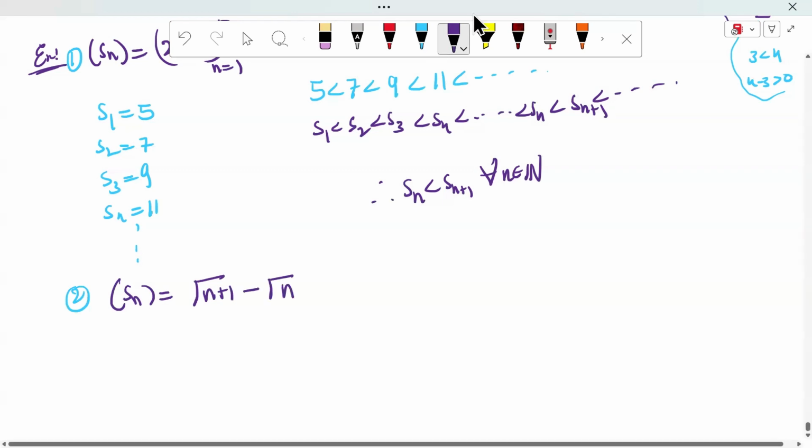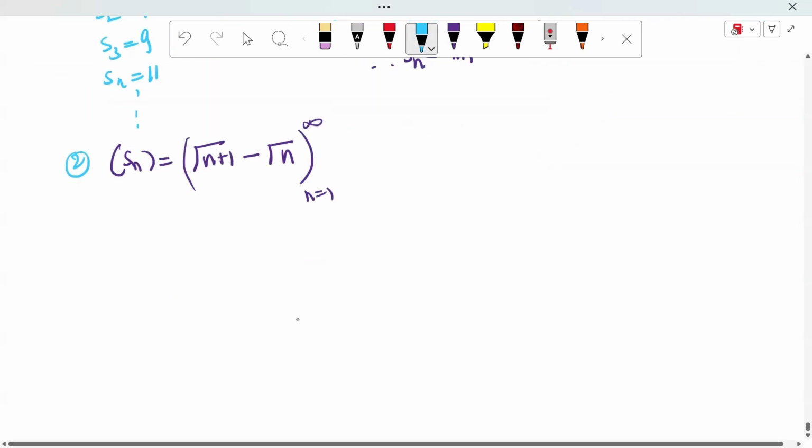Under root of n plus 1 minus root n, n from 1 to infinity. This is the sequence. If they ask whether this is increasing or decreasing in the examination, it is simple: put n equal to 1, n equal to 2.